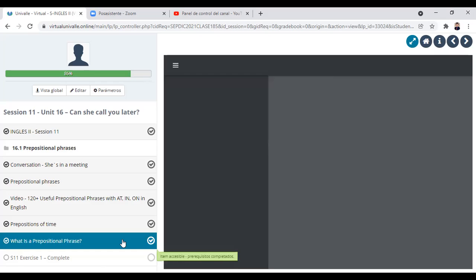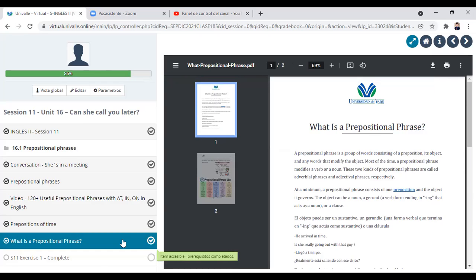Also, what is a prepositional phrase in this case? A prepositional phrase is a group of words consisting of a preposition, its object, and any words that modify the object. Most of the time, a prepositional phrase modifies a verb or a noun. These two kinds of prepositional phrases are called adverbial phrases and adjectival phrases, respectively. At a minimum, a prepositional phrase consists of one preposition and the object it governs. The object can be a noun, a gerund, a verb form ending in -ing that acts as a noun, or a clause. Okay.